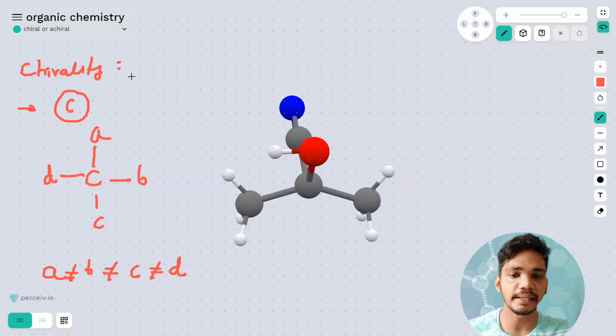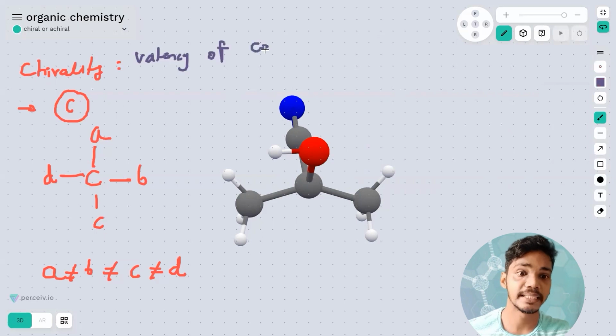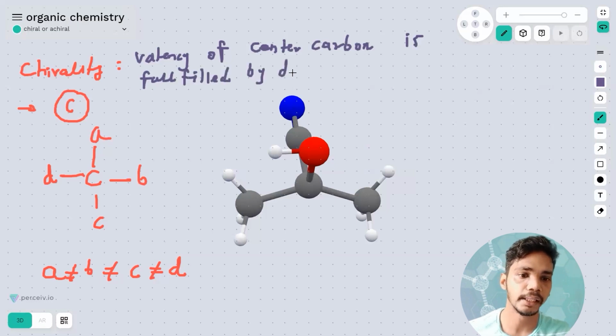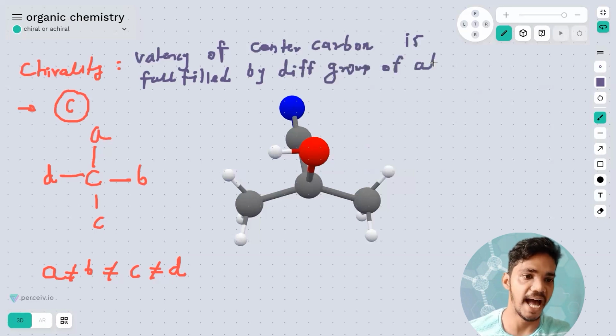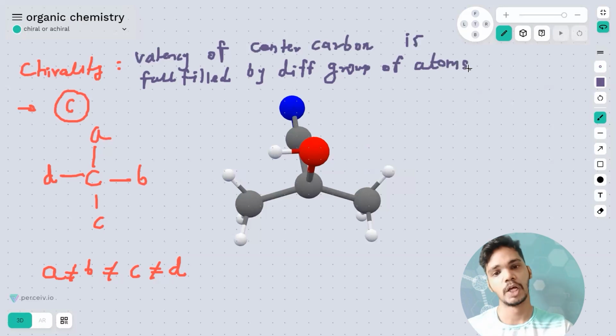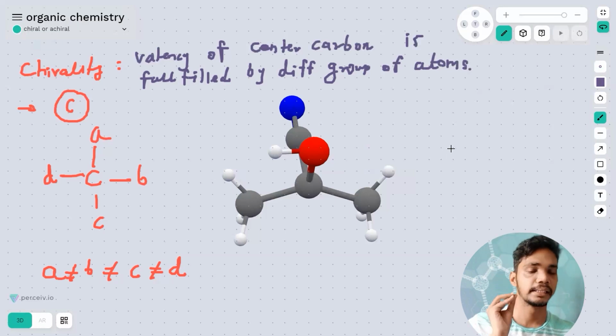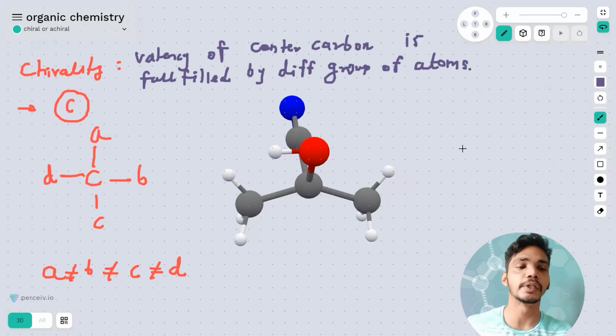So how can you define chirality? Can anybody tell me right now? Chirality is a property exhibited by the center carbon, or we can say the valency of the center carbon, fulfilled by different groups of atoms. Why center? I will tell you. Exactly, correct. Before we look into this model, I want to tell you one thing.